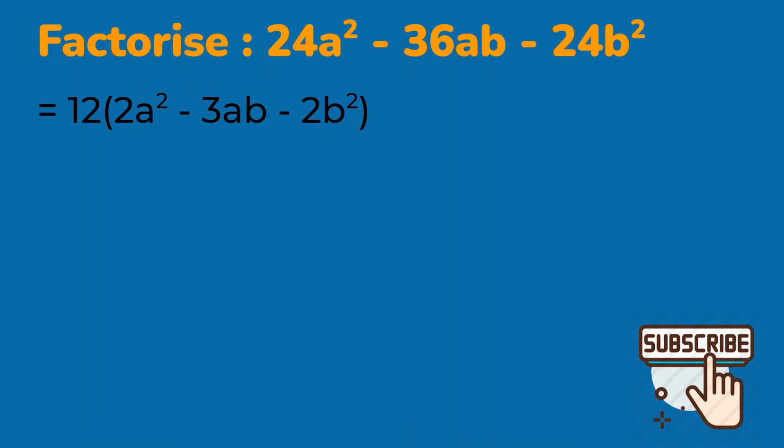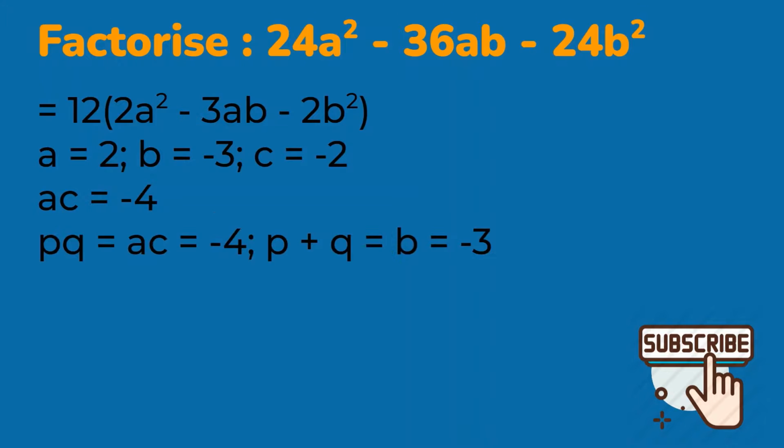Then let's see what the values of a, b and c are. They are 2, minus 3 and minus 2. And the value of ac is minus 4, that is 2 into minus 2. So the value of pq is also minus 4 and p plus q is minus 3. Now, if the product of two numbers is a negative integer, then one of them is positive and the other is negative. And if their sum is a negative integer, then the negative integer's absolute value is greater than that of the positive integer.